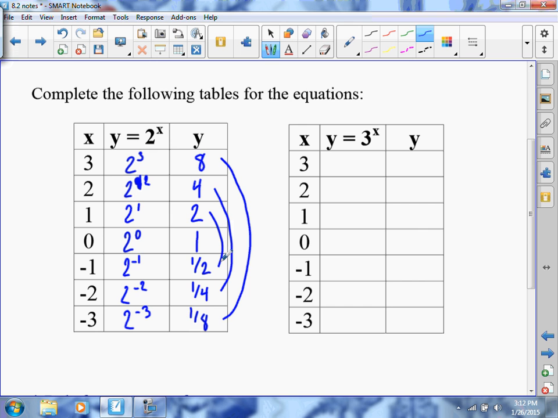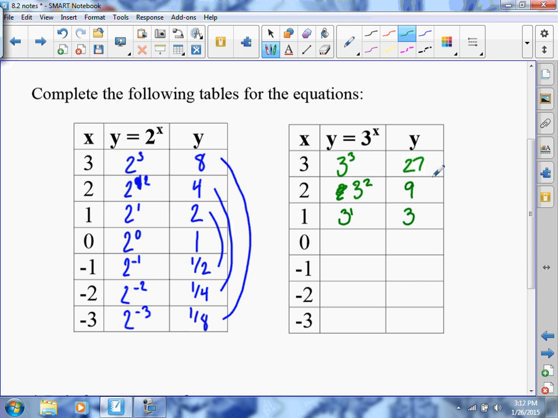That's going to happen every time that we deal with negative exponents. If I have 2 to the third, or 2 to the negative third, and I know what 2 to the third is, then I just do 1 over that number. So let's try it again for 3. We'll have 3 to the third power, that's 27. Oops, 3 squared is 9. 3 to the first power is 3.